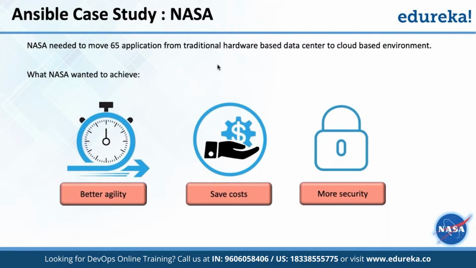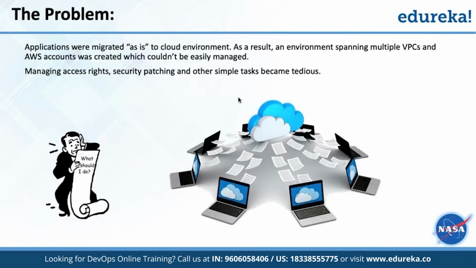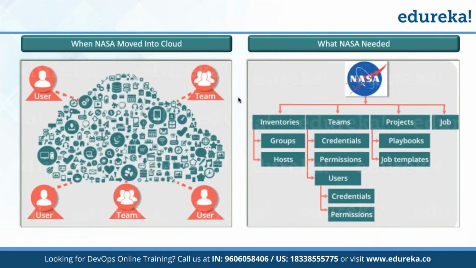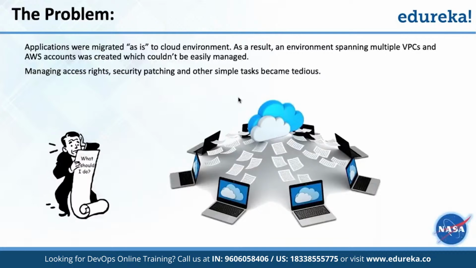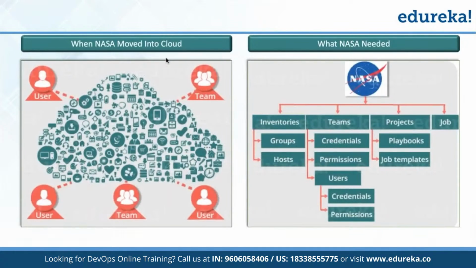Okay, how did NASA achieve this goal? So NASA, for this particular problem, used Ansible as their one-stop shop to do migration with more security, with better access rights, and with more agility. NASA uses AWS cloud, guys, with multiple VPCs. As you can see, when NASA moved into the cloud, they had these many problems. They were scattered. No agility, no process, no security.